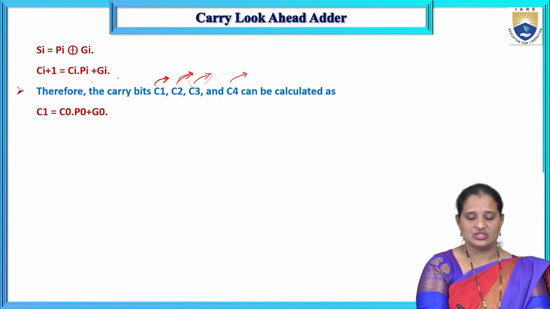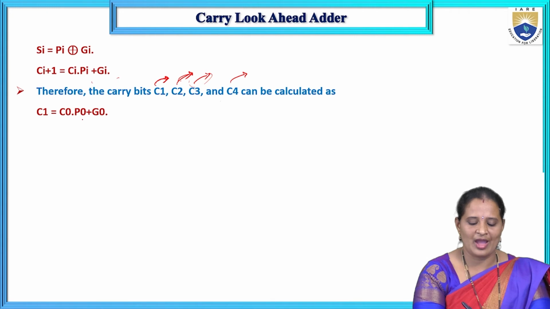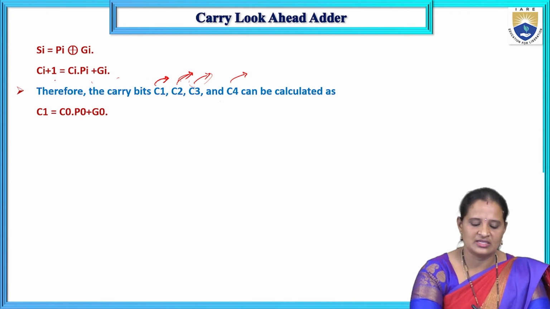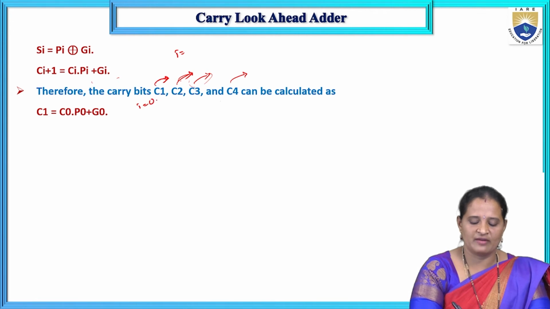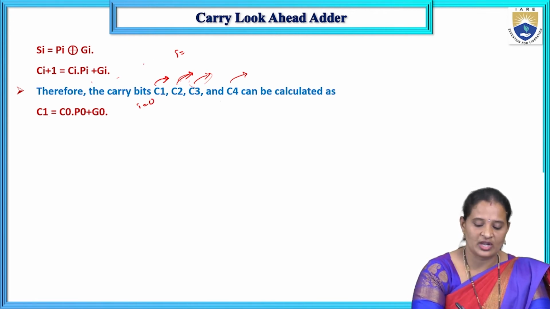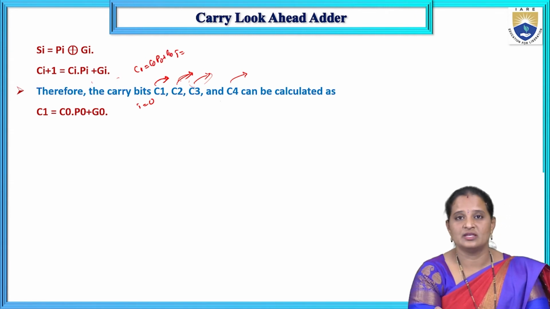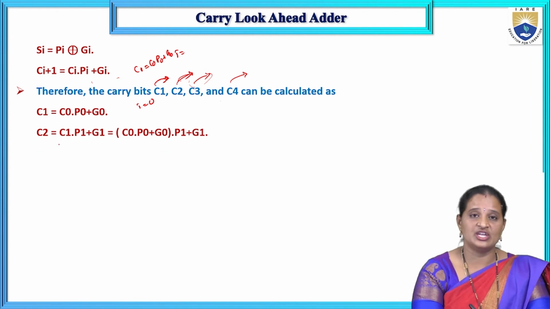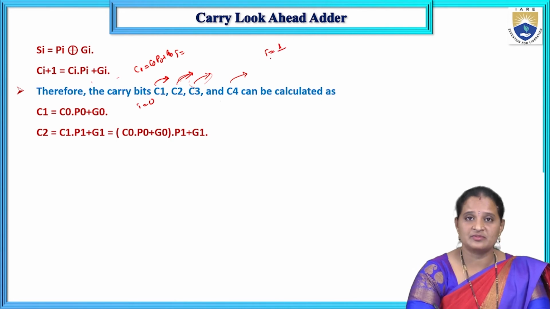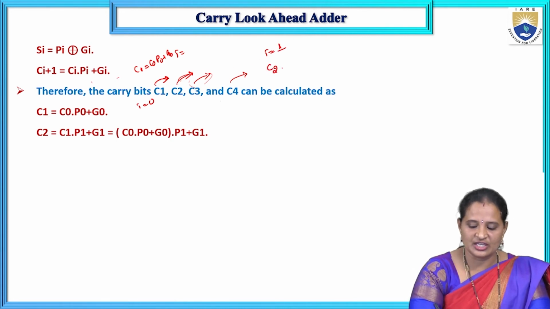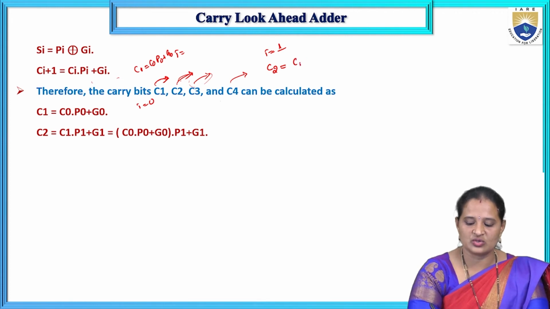So by substituting the values in the equation, CI plus 1 is CI into PI plus GI. For C1, I value is considered to be 0. If I substitute I as 0, I'll get C1 equals C0 P0 plus G0. Now how can I get C2? C2 means I equals 1. If I substitute I equals 1 in this equation, C2 equals C1 P1 plus G1.